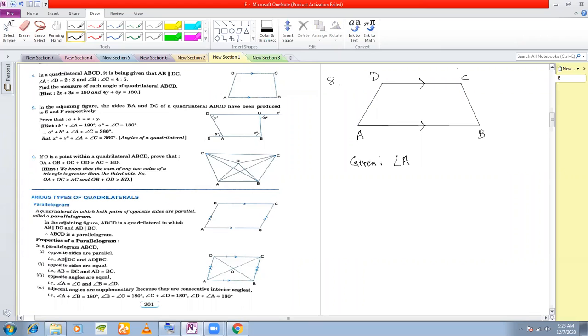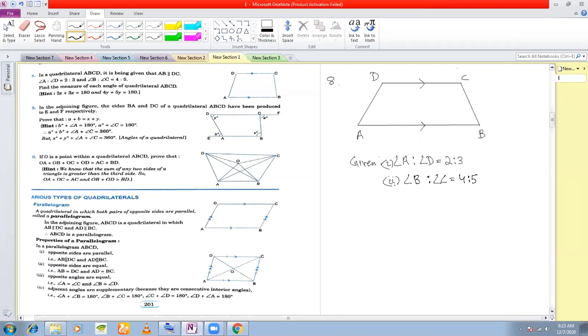Given angle A is to angle D is 2 is to 3, and let's say this is the first information given. The second information given is angle B is to angle C is given to be 4:5. That's it. These two ratios and these two sides are given.